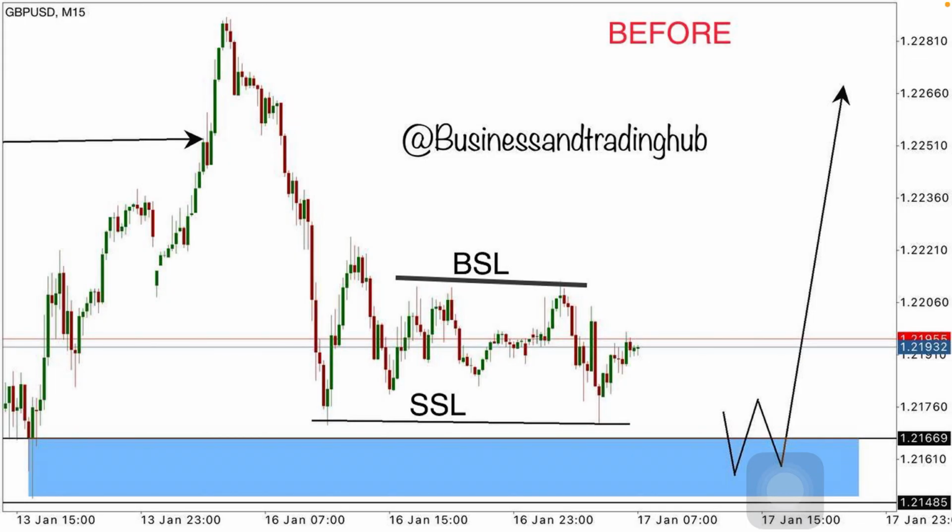I want to talk more about the buy side liquidity and the sell side liquidity. Now look at this trade setup I posted yesterday in my mentees group.